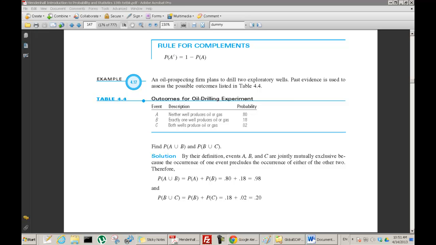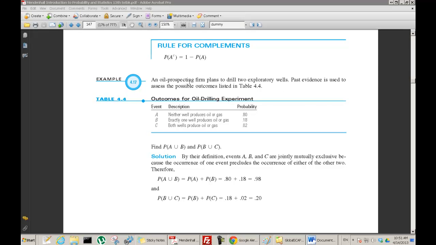Okay, so we just talked about what we mean by unions, intersections, and complements. Now how can we use those, or can we come up with some rules that use those concepts? So look at this question.